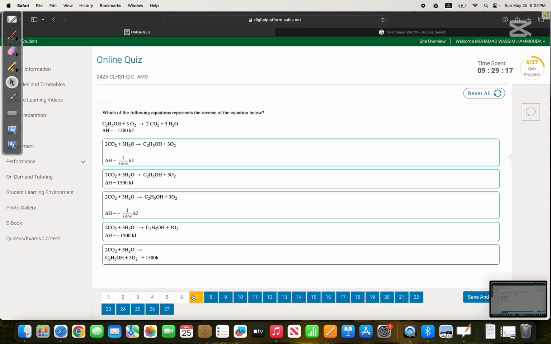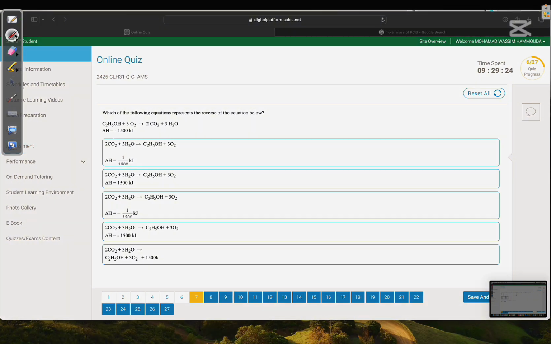7. Which of the following equations represents the reverse? The reverse of an equation is basically you switch the reactants and the products, like you switch their places, and the sign of the delta H changes. So it's going to be 2CO2 and 3H2O will give C2H5OH plus 3O2. So it's this. And the delta H is positive, so it's correct.